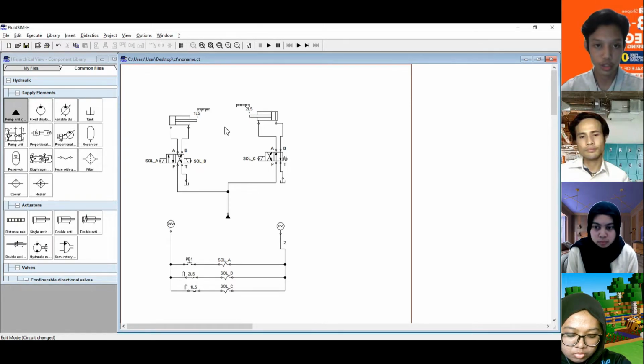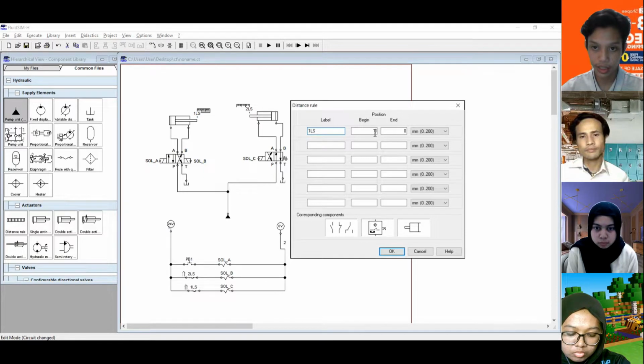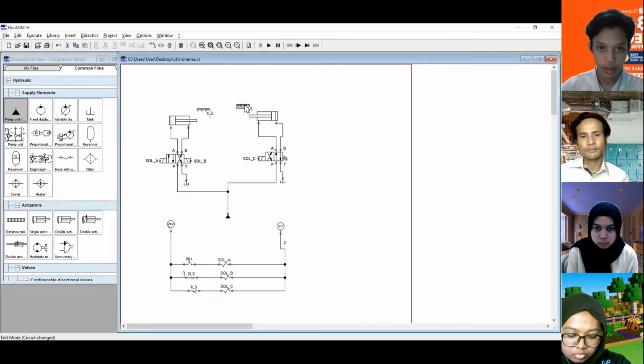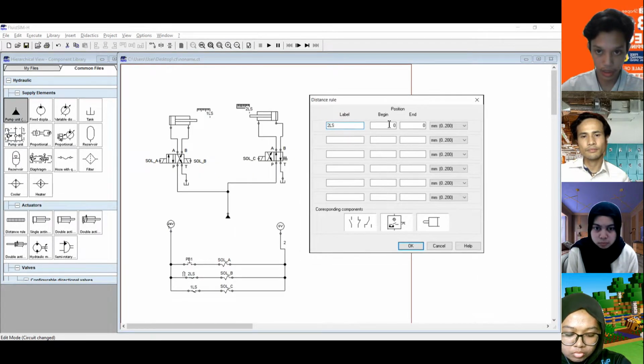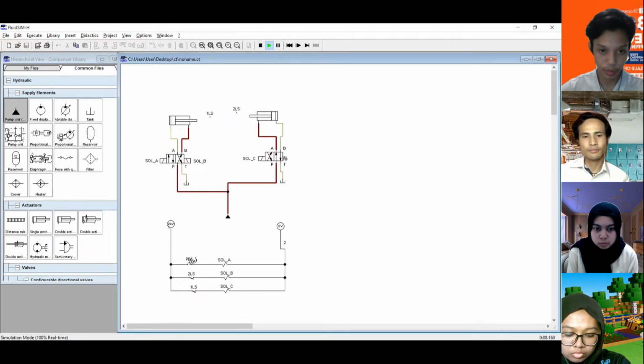Now I will explain the solution. We found that we need to change the begin and end positions for 1LS to 200. Let me show. I change it. Done for the 1LS. Now I also need to change the begin and end positions for the 2LS to 200. Okay, that's all we need to change. Let's see, I run the circuit. There's nothing happening because I didn't push push button 1. Now I will push push button 1.